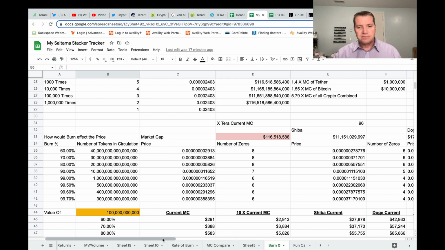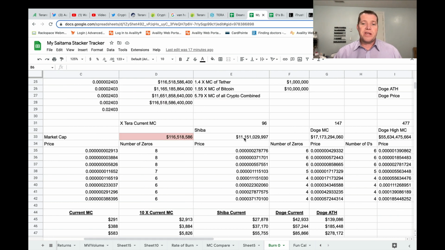Okay, now, if we were to reach SHIB's market cap, you can see we would actually burn 2 zeros from where we are right now, just based on the market cap.